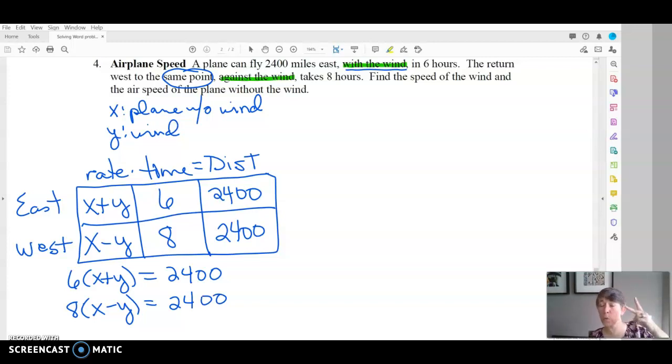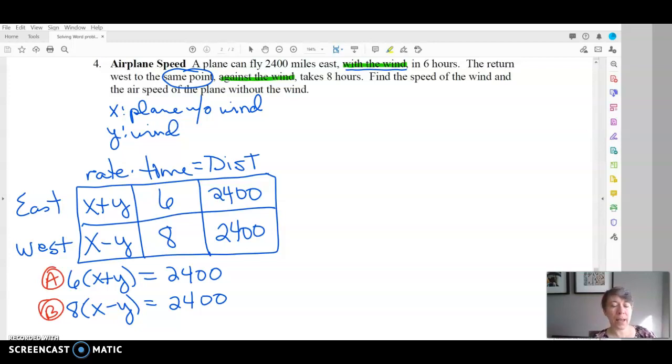So just remember, if we have two unknowns, we must have two equations, okay? So this would be considered equation A, and we can call this equation B. Now, we can either go ahead and distribute, or we can divide both sides by the 6 and then divide both sides by the 8 to get the x and the y alone, okay?